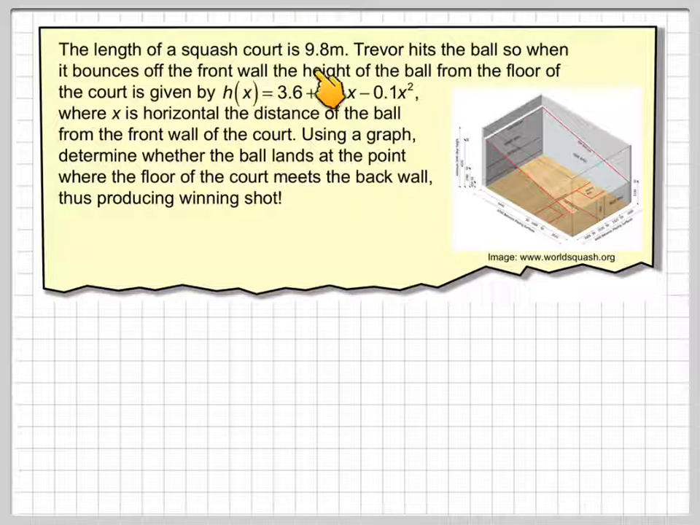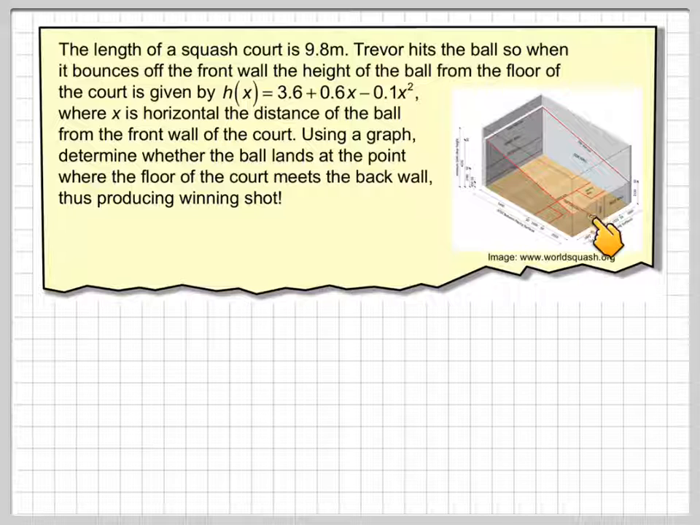The length of a squash court is 9.8 metres. Trevor hits the ball, so when it bounces off the front wall, the height of the ball from the floor is given by h(x) = 3.6 + 0.6x - 0.1x², where x is the horizontal distance of the ball from the front wall of the court. Using a graph, determine whether the ball lands at the point where the floor of the court meets the back wall, thus producing a good shot.